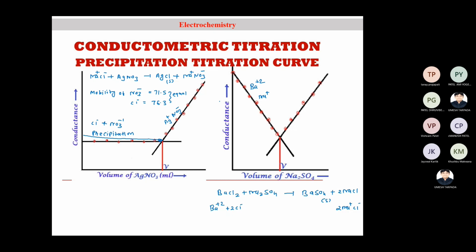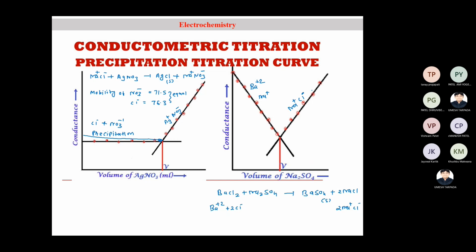Okay, lithium plus has the lowest mobility. Highly mobile ions are replaced by low mobility Na+, and therefore conductance decreases. But after formation of BaSO4, when you are further adding NaCl, then due to Na+ and Cl- conductance increases. In this way.